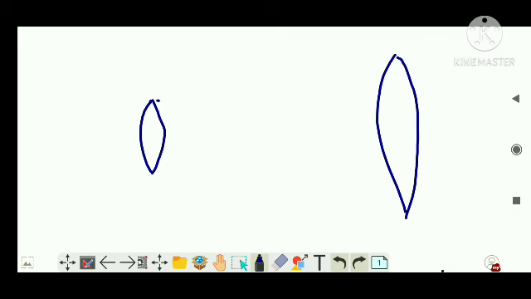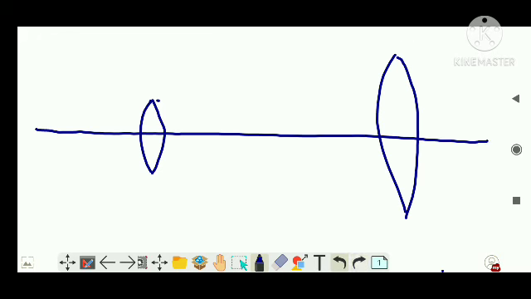Clear? Now, I have drawn an axis, right? Let's say the object is beyond f of the first object lens. Let's say the focus is here and the object is here. Let's draw the object as AB, right? Now one line. I could have drawn with a straight line like this.